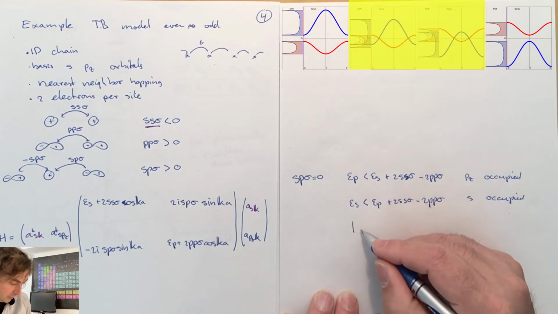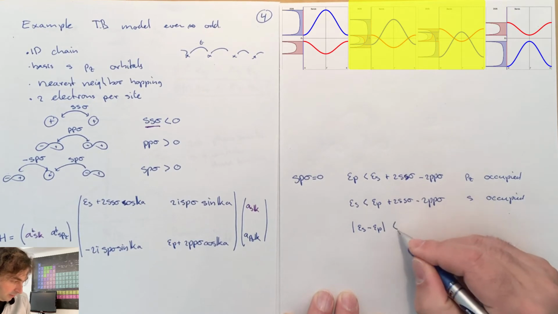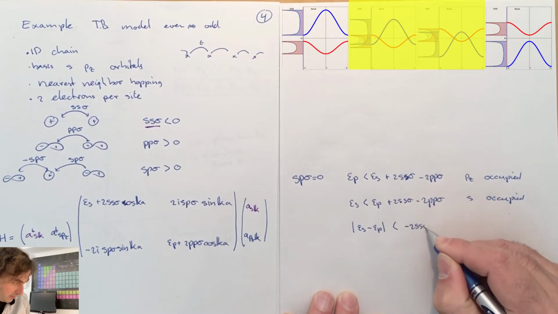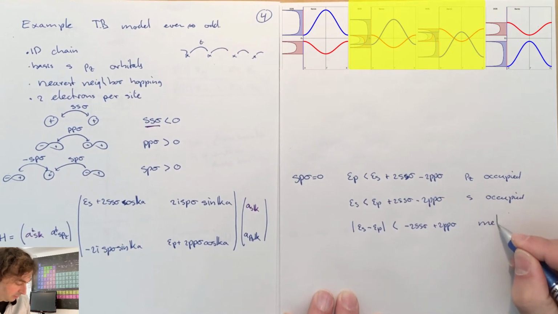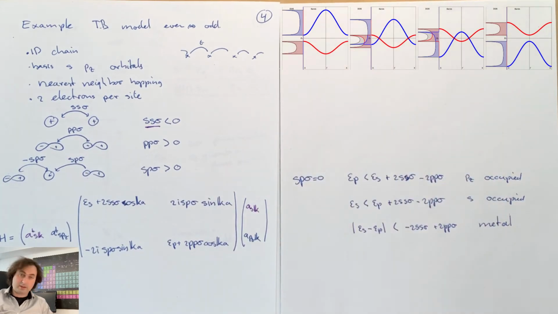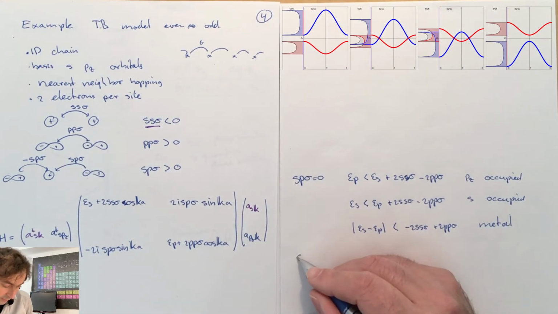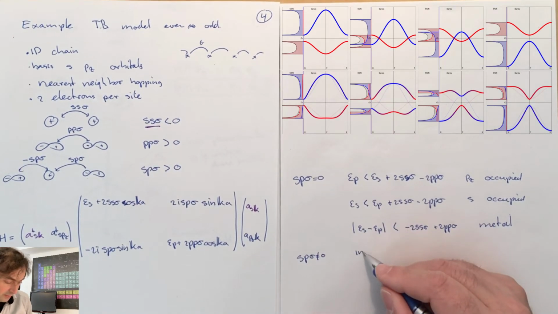And then we can have a look at the case where epsilon s minus epsilon p is smaller than 2 ss sigma plus 2 pp sigma. And in this case we have a metal. So we see here for the middle two cases your bands overlap and you're metallic. For the outer cases one of the two bands is below or above the other. Then when we introduce an interaction between them, we find an insulator.